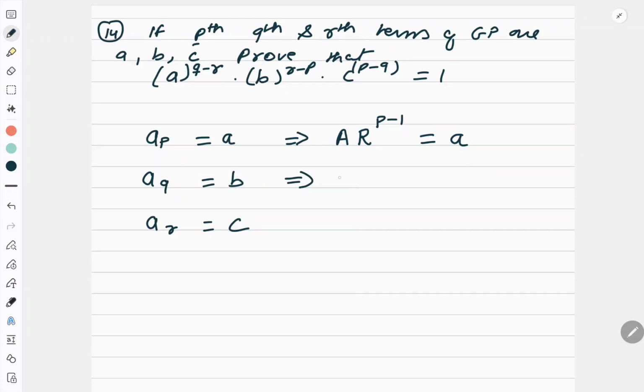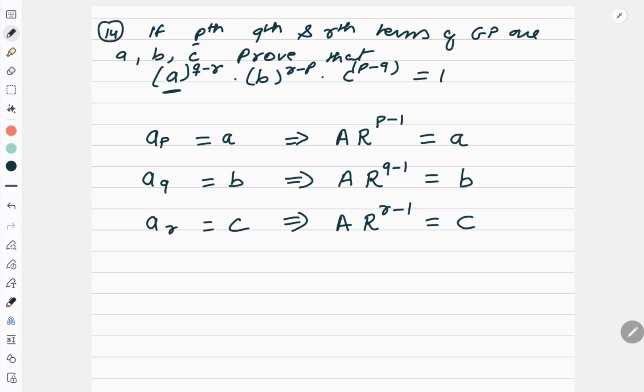Next, A r to the power q minus 1 is equal to B. Third, A r to the power r minus 1 is equal to C. In place of small a and small r, I have taken capital because already small a and small r are existing in the question. Now look at the question.